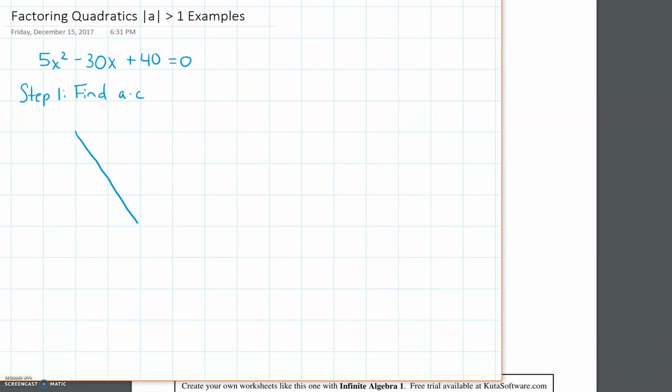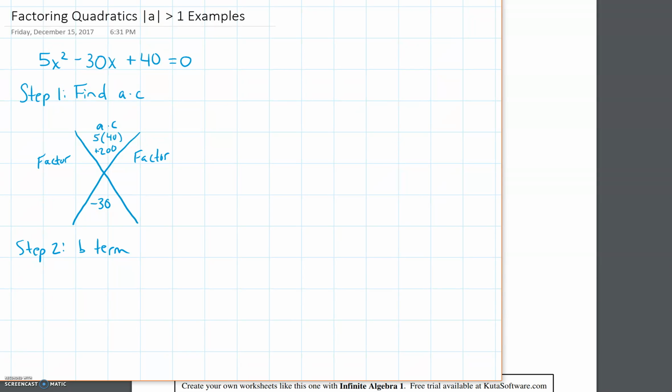So we've been using this method of just organizing our factoring. What we've done is we've taken 5 times 40, and now we have positive 200. Step 2 would be to use the b term to figure out what we're adding to. So we want to add to negative 30. And over here is a factor, and over here is a factor. This is just to help us organize our thoughts and what we need to do.